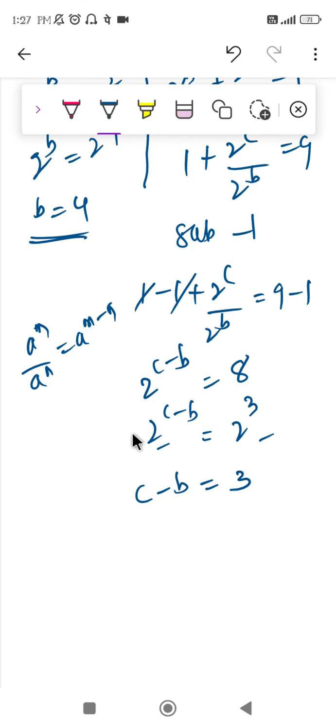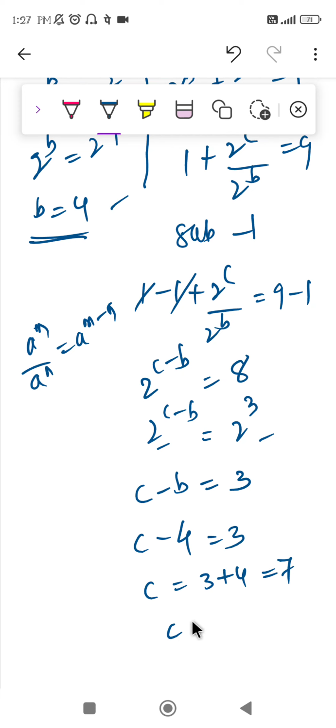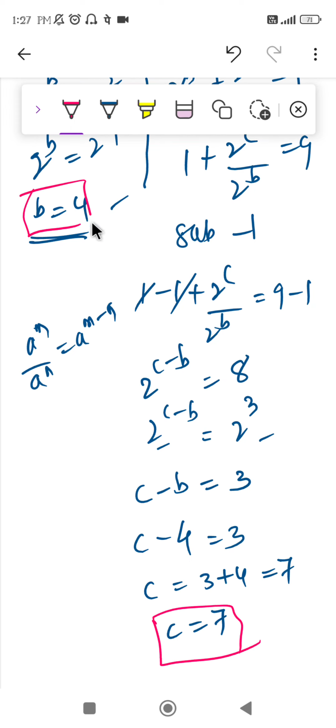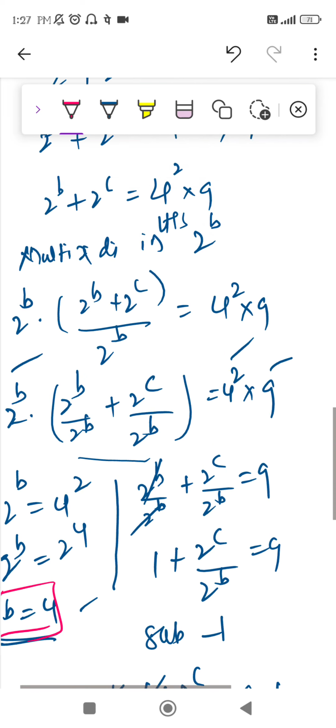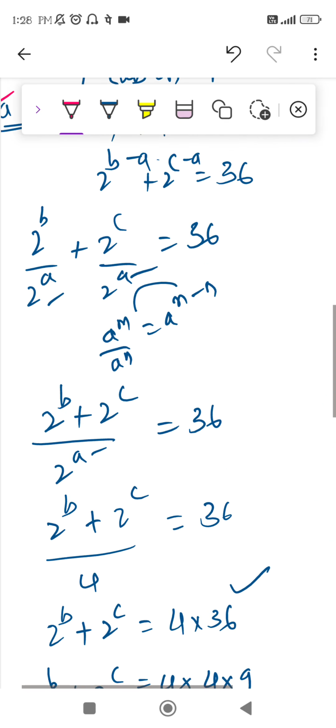And the value of b we know, right? b is 4. Substituting the value of b here, 4, c minus 4 is equal to 3, then c is equal to 3 plus 4 is equal to 7. So c value is 7 we got, right? So c value is 7, and b value is 4, and a value is 2, right? So here a value is 2.